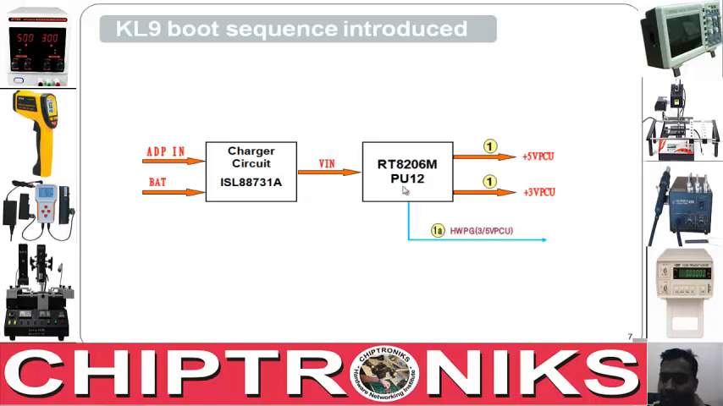Then VIN is generated, and it goes on to the 3.3/5V regulator IC, which is the RT8206M, denoted by PU12 on the notebook motherboard of the Lenovo Y470. And this regulator IC generates +5VPCU and +3VPCU. This is the first step. Kindly note, this is the first step.